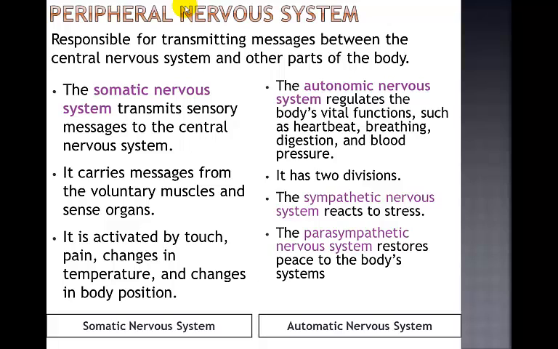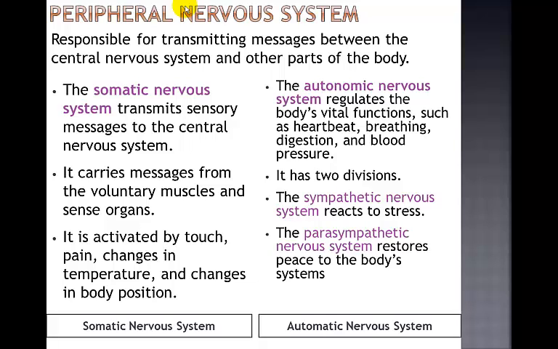It consists of the somatic nervous system and the autonomic nervous system. So the somatic nervous system sends the messages to the central nervous system. These are your voluntary muscles and organs. If you raise your arm in the air right now, that is your somatic nervous system working. It's telling your arm and your voluntary muscles and sense organs to lift your arm in the air. If you put your hand in cold water and feel that it is cold, that is your sensory neurons activating and telling your brain that your hand is in cold water. This is activated by pain, changes in temperature, changes in body position, touch. That's the somatic nervous system.